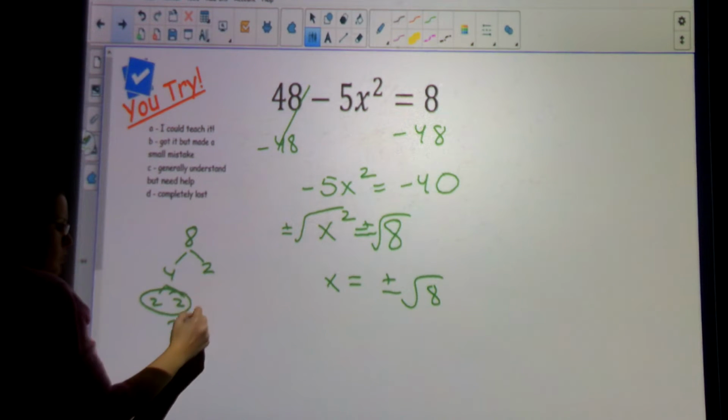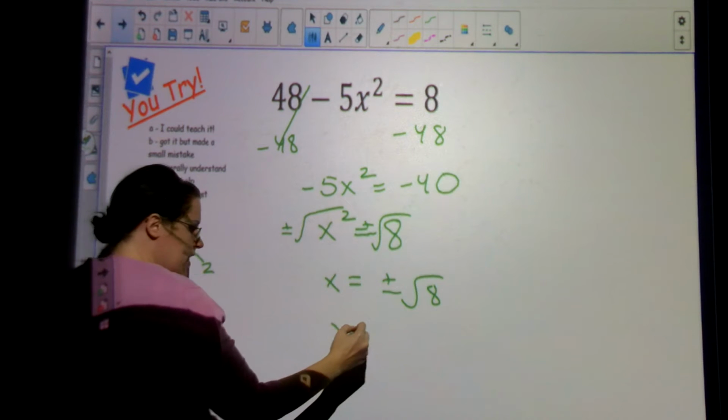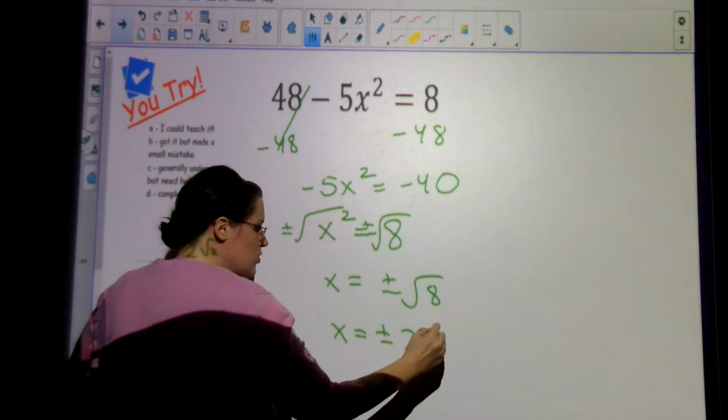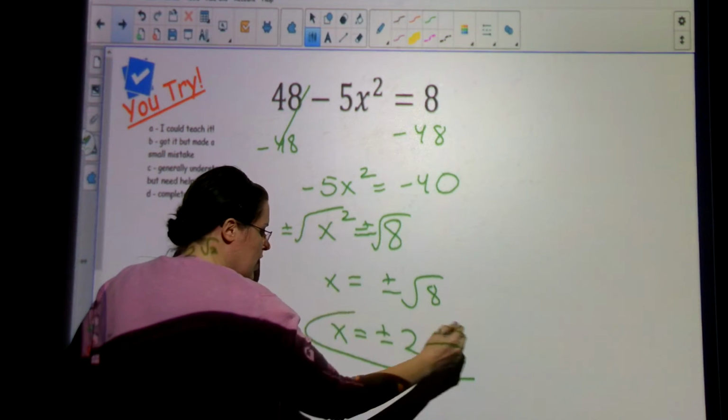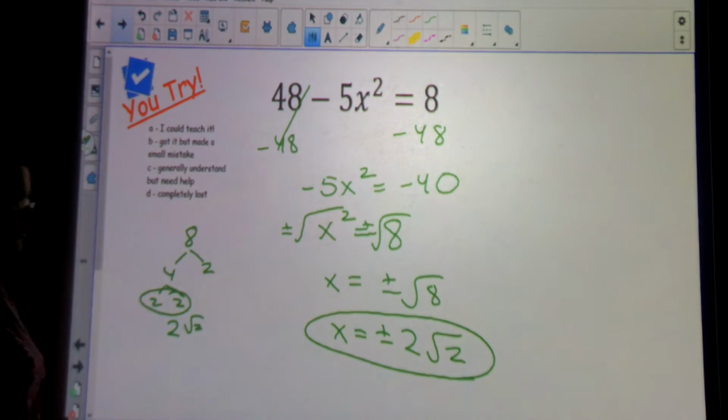Pair of 2's, 2 left over. So I get x equals plus or minus 2 square root of 2. See, a lot of people forget to reduce that 8. Hopefully we did okay, and Mrs. Squires will let me know if there was a problem.